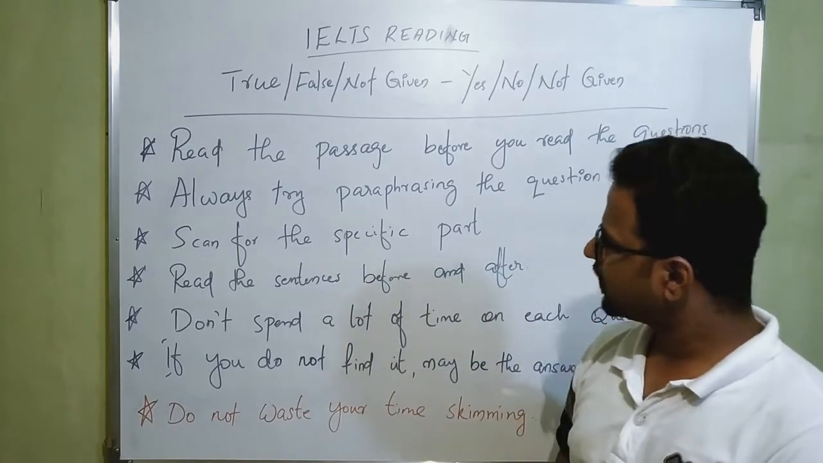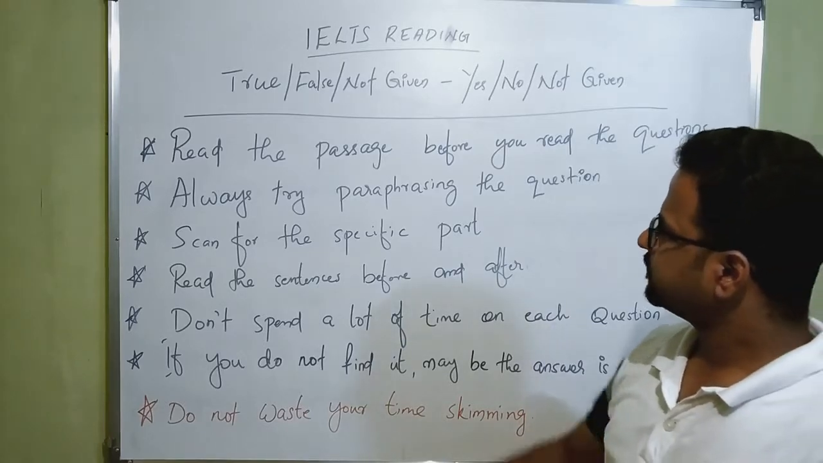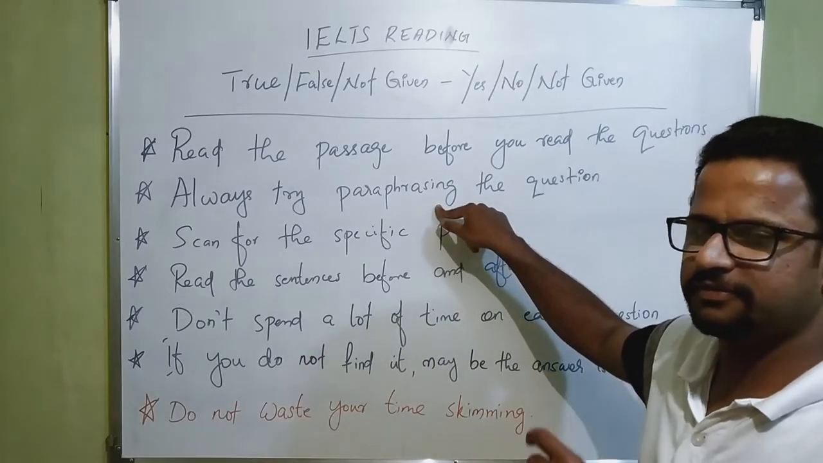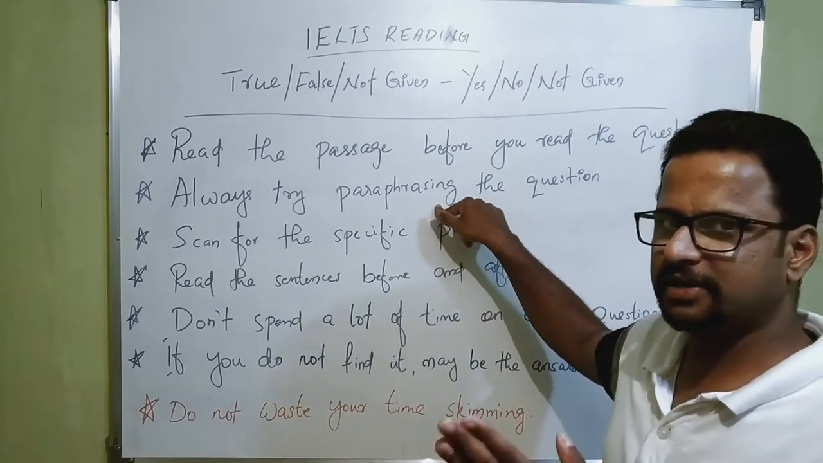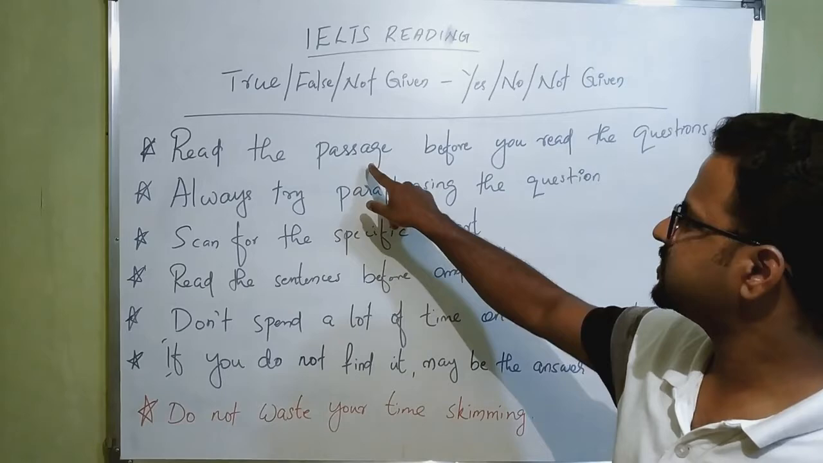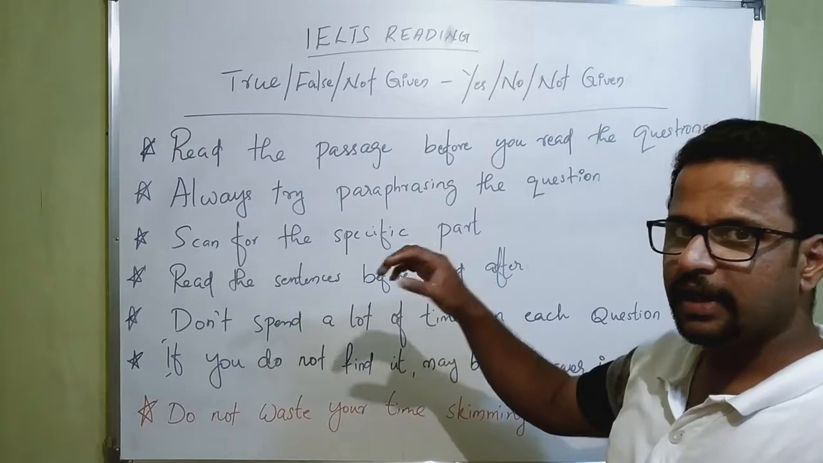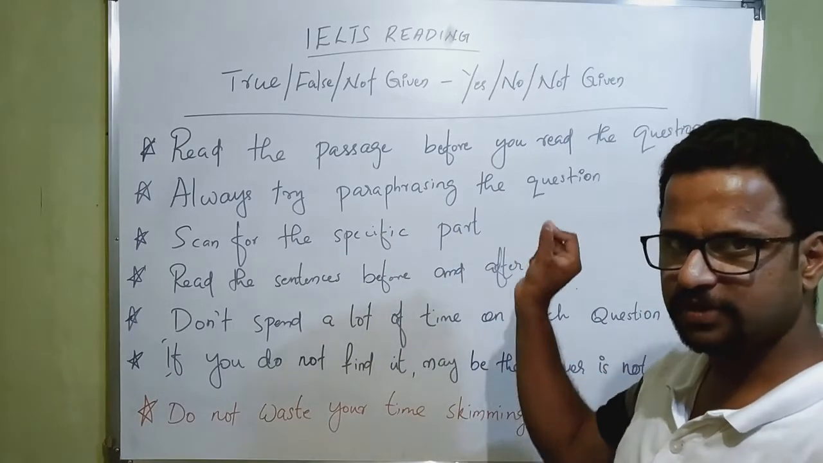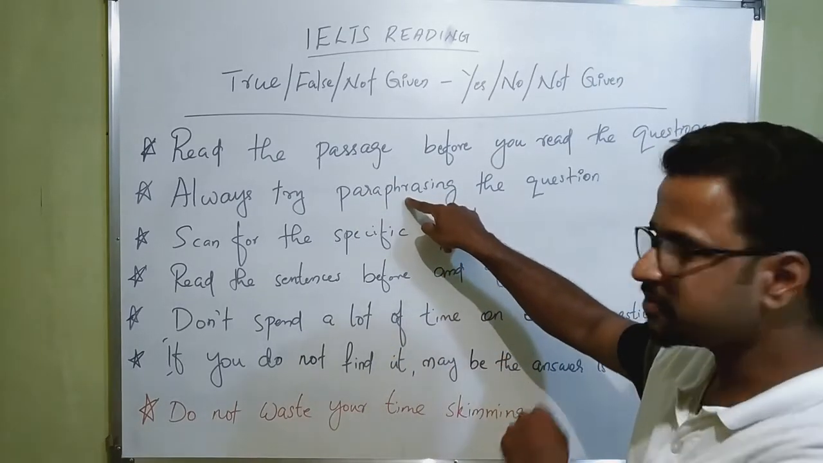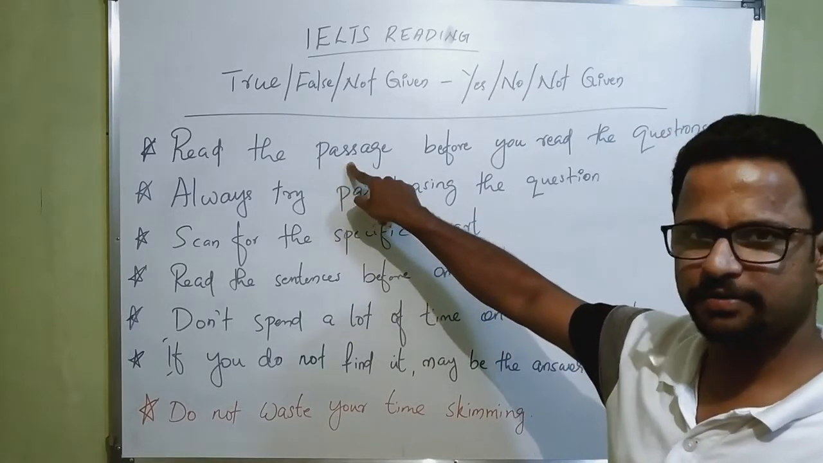Okay, so let's go down to the second one. That is always try paraphrasing the questions. So you read the passage, later you go to the questions and then try paraphrasing. You have to find some synonyms for the words that are being used in the question, and later search for those synonyms in the passage. So when you read the passage, you have to quick read, and as you read on you have to underline some keywords in the passage. Once you paraphrase the words in the question, you have to match it with the underlined words in the passage, right? I hope you got it.